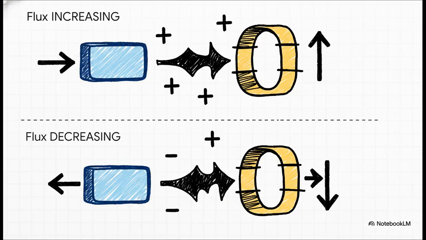So here's the fix. You have to think change. The induced current is like a stubborn mule. It's not fighting the magnetic field itself, it's fighting the action of changing it. Is the flux increasing? Boom, the current creates an opposite field to push it back down. Is the flux decreasing? Well, the current creates a field in the same direction to try and prop it back up. It always opposes the change.